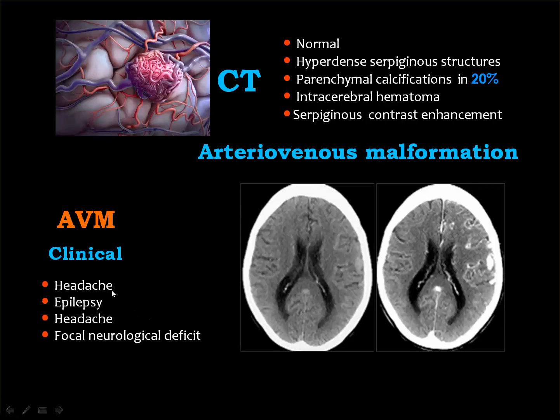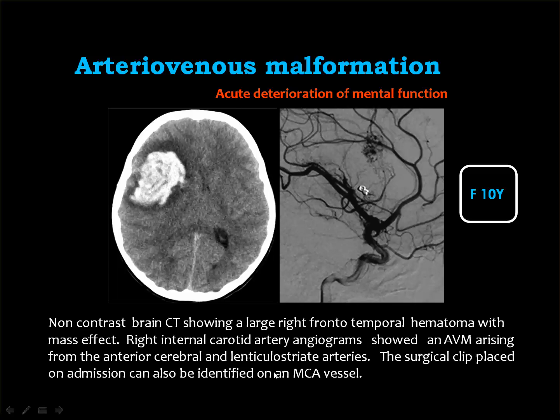The clinical presentation will include headache, epilepsy, and focal neurological symptoms. I mentioned yesterday, if you see bleeding in an abnormal location and in a younger age, then you assume that this bleeding is due to an underlying cause. And I mentioned that the two most common causes of bleeding in young age and abnormal location are bleeding cavernoma and the bleeding arteriovenous malformation.